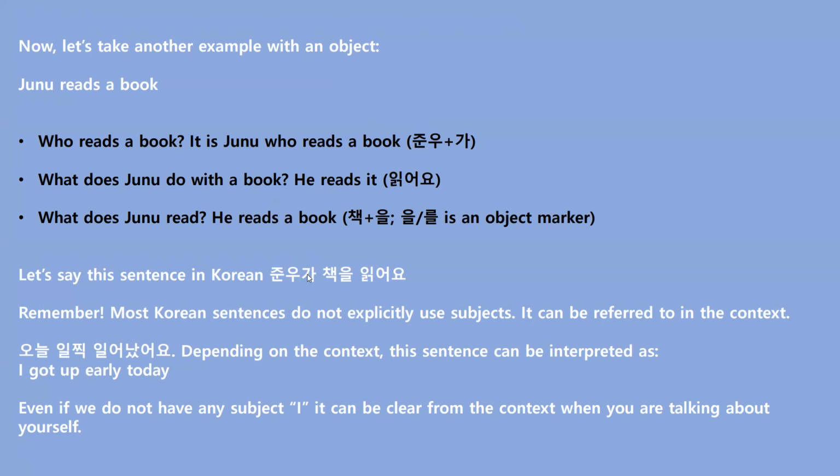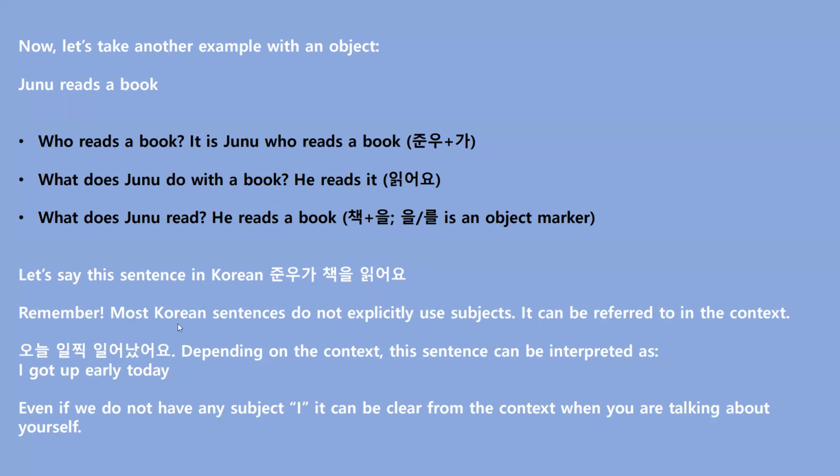So 준우가 책을 읽어요. As you can see, 준우가, as we learned in the previous slide, 가 is a subject marker, 준우 is the name, right? Subject. 책을, so I told you that Korean language has this word order, subject, object, and verb. So that's why the verb comes after subject, and the verb is at the end of the sentence. So it's 읽어요, so reads.